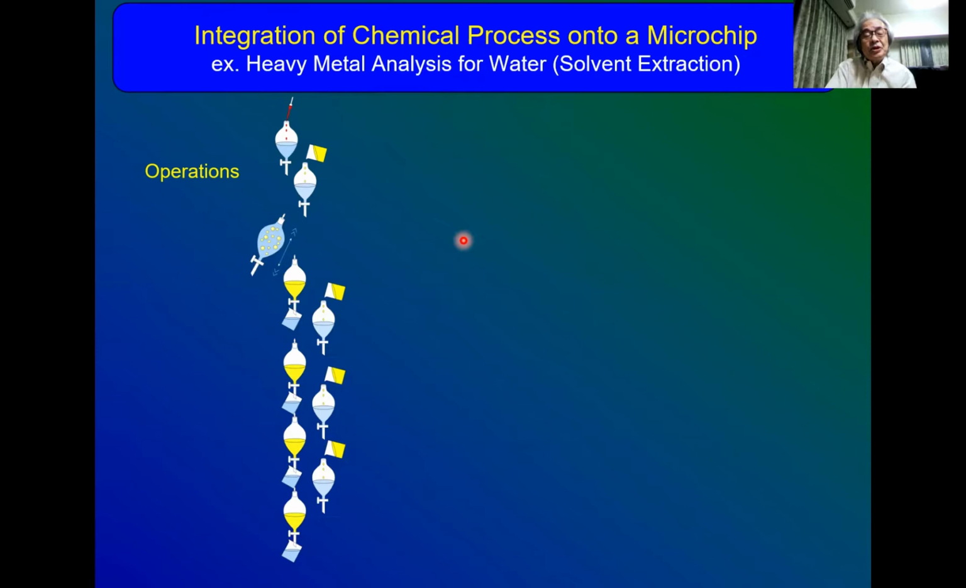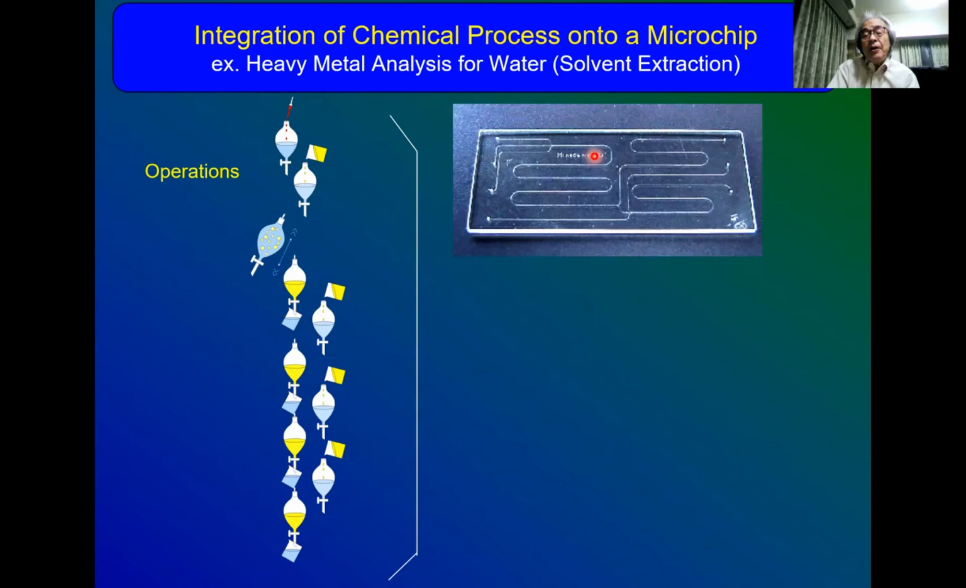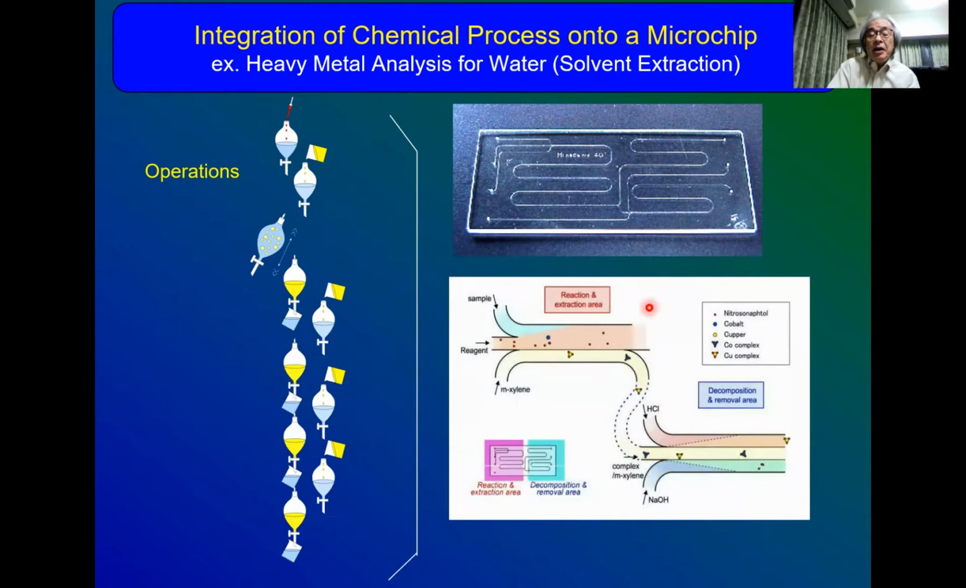This is a glass apparatus, and this is a typical procedure of water analysis. The procedure consists of individual chemical operations. This one is phase liquid mixing and reaction. This is phase contact and extraction. In this way, all of those kinds of operations are named unit operations. This is a term from chemical engineering. And all of those unit operations are integrated on a glass substrate. And this is the animation of the working principle of this device.